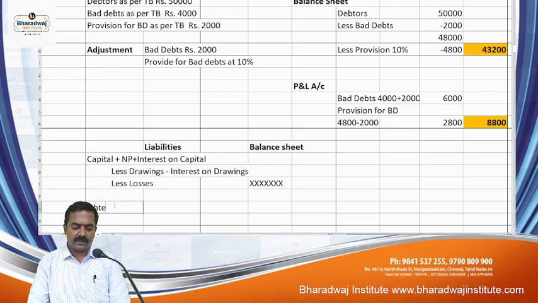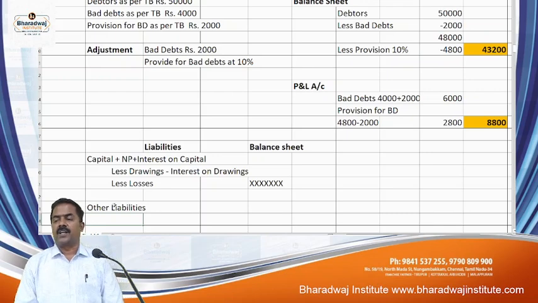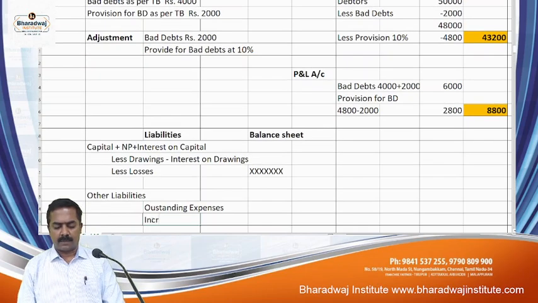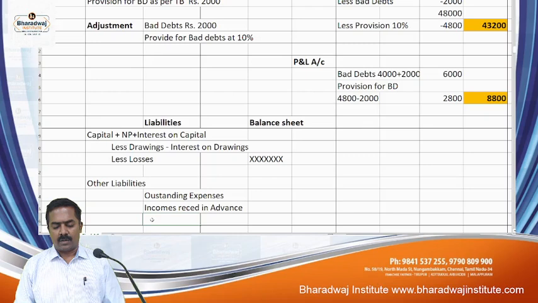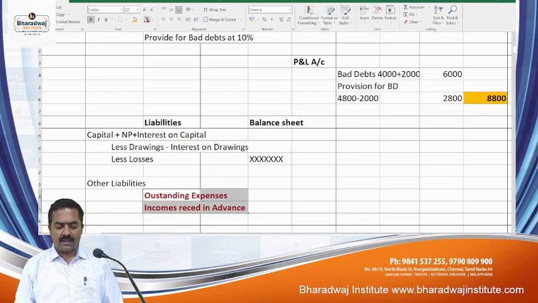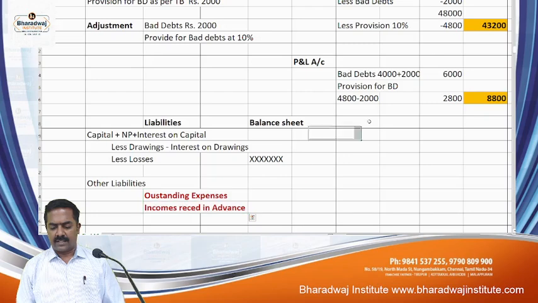Then other liabilities. In the other liabilities, what will come? Loan taken, creditors, bills payable. Most important is outstanding expenses and incomes received in advance. Outstanding expense and incomes received in advance will come on the liability side. Asset side, what will you show?